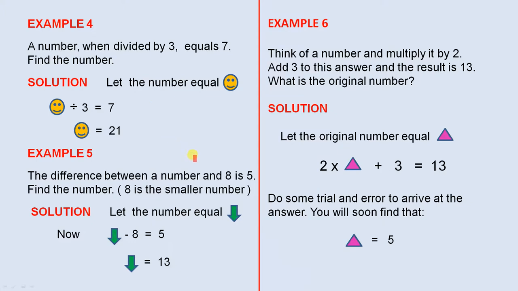The difference between a number and 8 is 5. Find the number. Let's assume that 8 is the smaller number of the two. Let the number equal the arrow. Arrow take away 8 equals 5. If you have so much money and you spend $8, you only have 5 left. How much money did you have in the beginning? You must have had $13, because 13 take away 8 gives you 5.